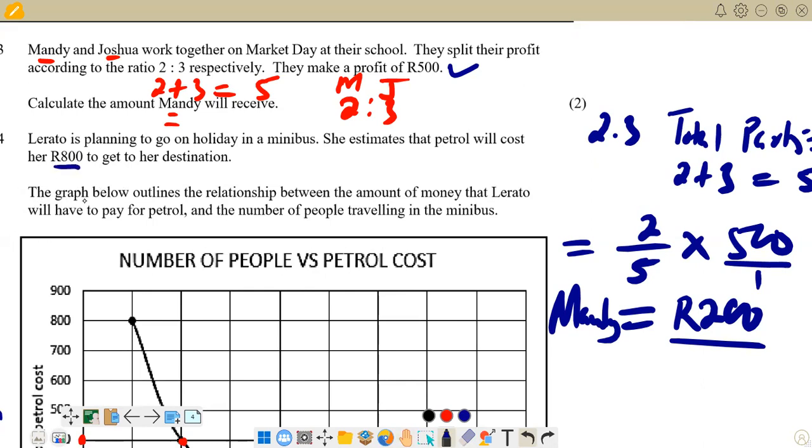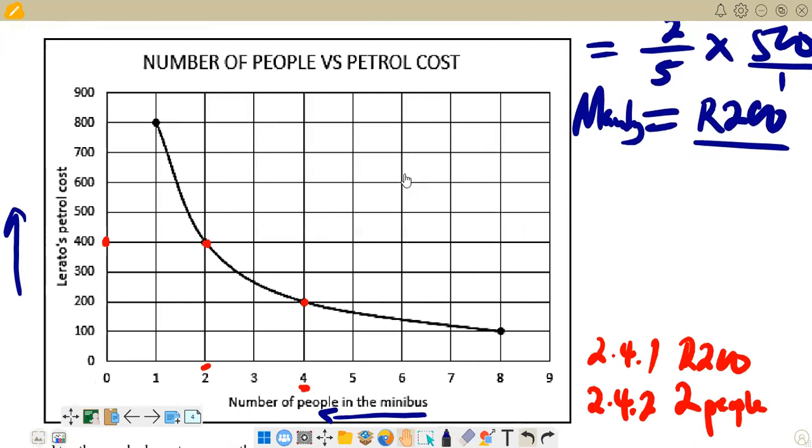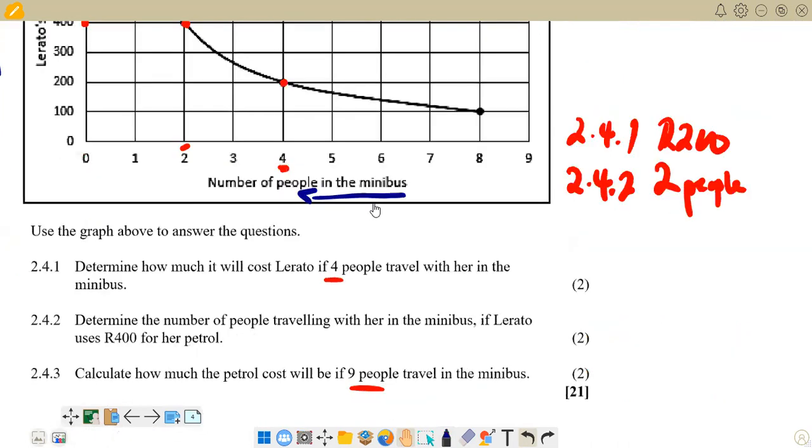So whenever we are on the curve, you'll see that 800 is being used at each and every point. If we come here, if you have got 2 people, we are going to say 800 divided by 2, and then you get your 400. If we are here at 4, we are going to say 800 divided by 4, then you get your 200, which is here. So when you have got your 8 people, you are going to say 800 divided by 8, then you get 100. So the same thing is going to happen to 9. We say 800 divided by 9.